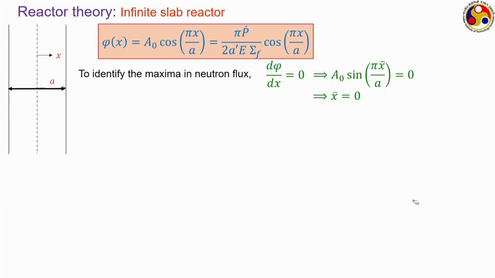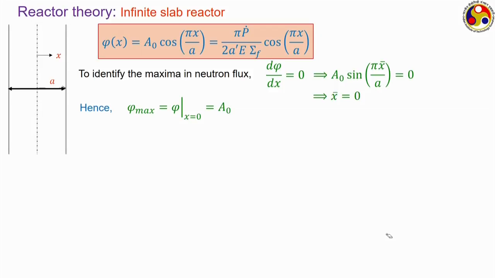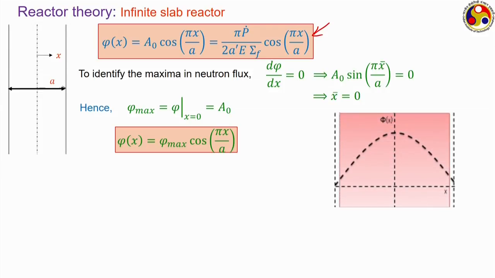So, we can clearly see that the maximum of the neutron flux is located at the center line itself, and hence phi max can be obtained by putting x equal to 0 in this equation. Cos 0 becomes equal to 1, and hence we get phi max equal to A naught, or whatever expanded form we have for A naught. Therefore, the distribution phi can be written as phi max into cos pi x by a, because the entire coefficient is equal to the maximum value of the flux. This is the distribution that we have: it is a mirror image with respect to the center line, with a maximum at the center line and gradually decreasing to 0 at the edge.